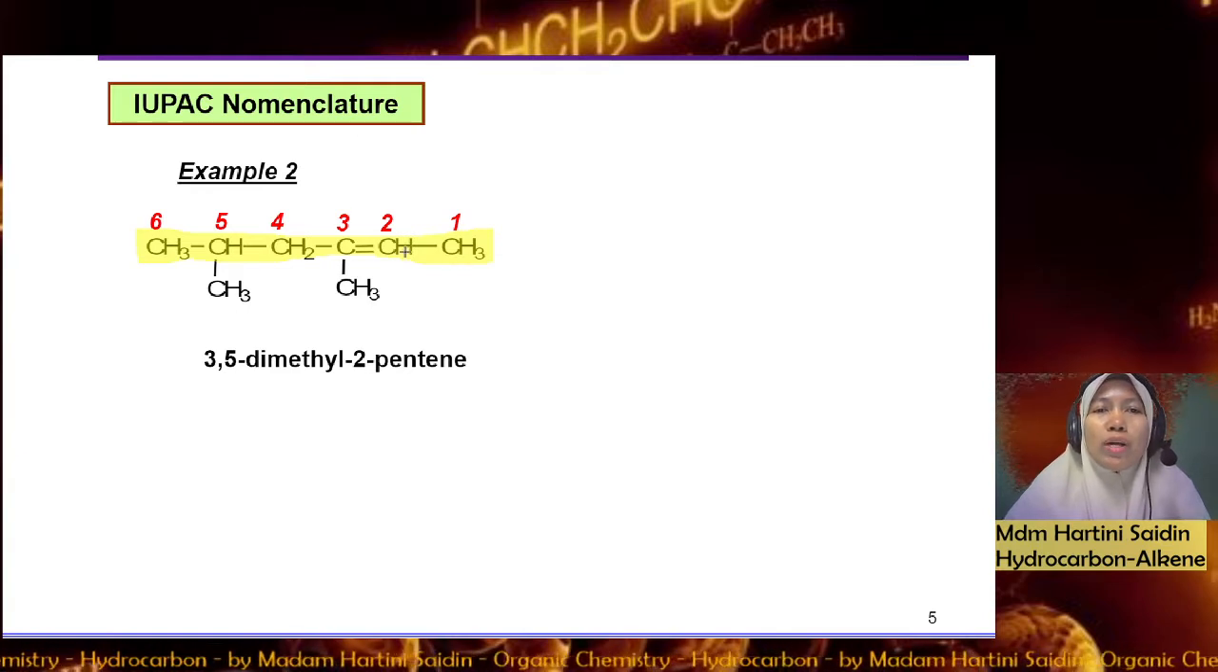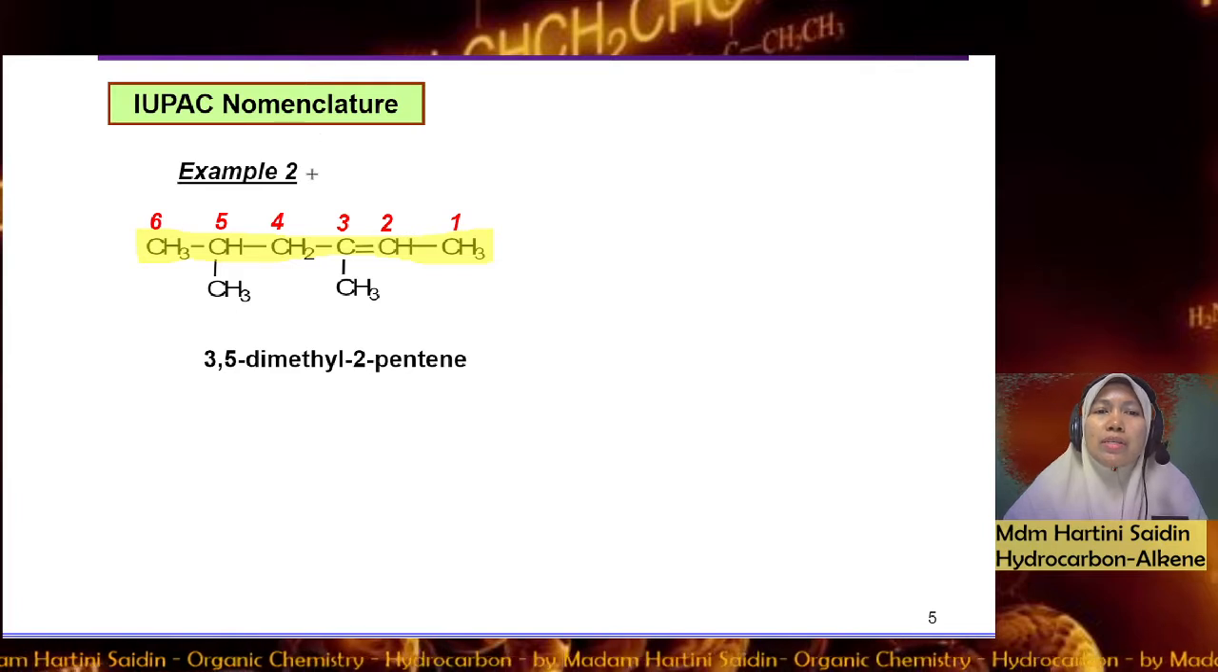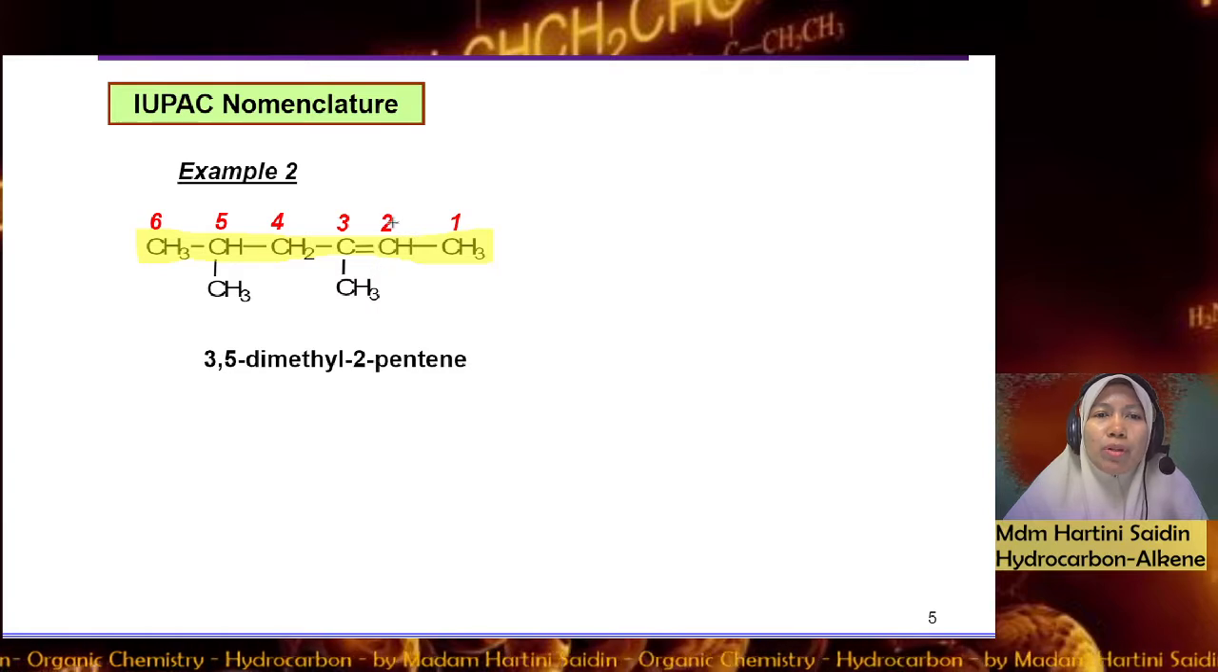So, here 1, 2, 3, 4, 5, and 6. Okay, there are 6 carbon. 1, 2, 3, 4, 5, 6. Okay, 6 carbon. And then, the position of carbon-carbon double bond is at carbon number 2. Okay, so this is not 2-pentene, tapi dia adalah hexene.